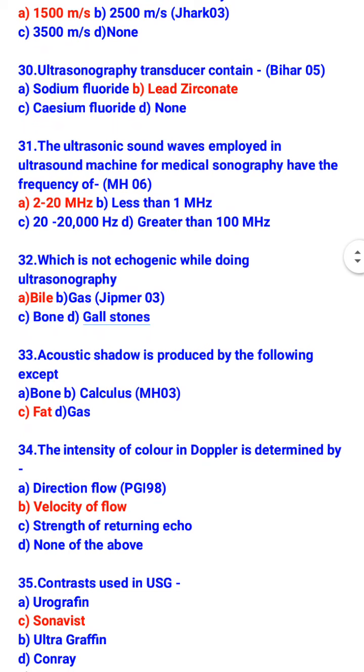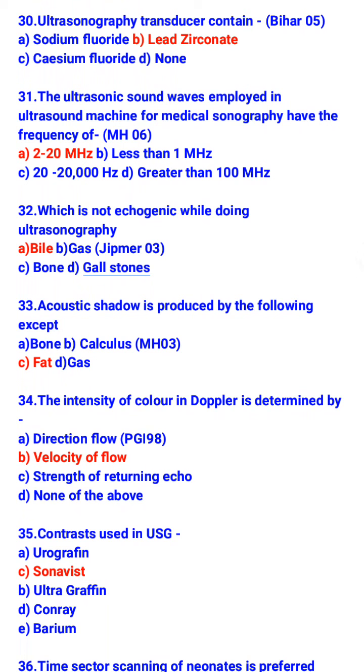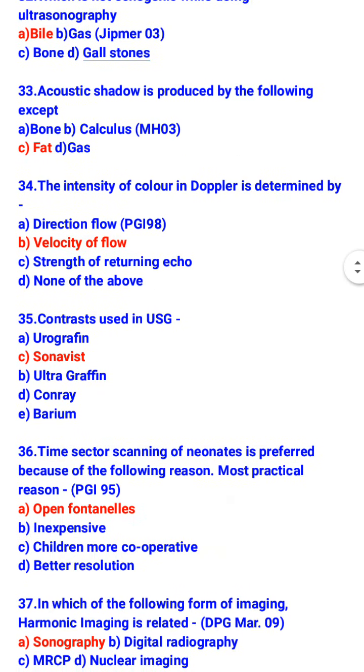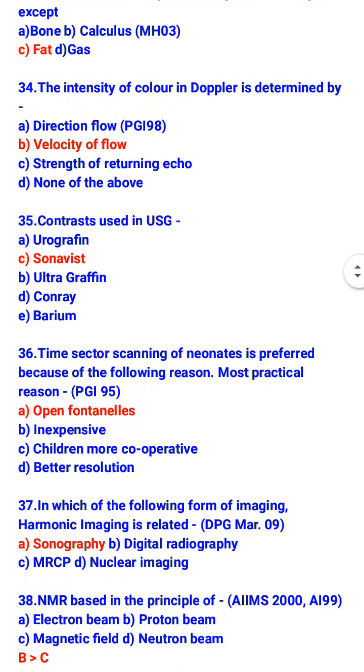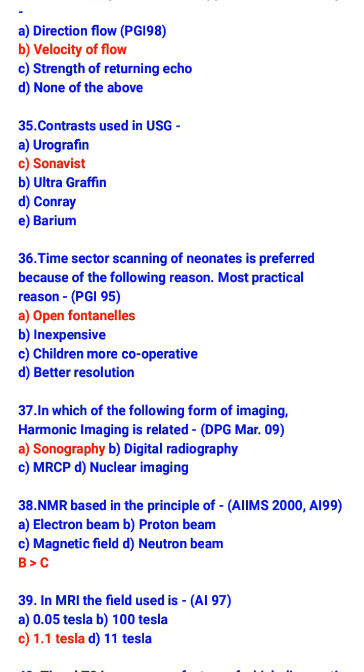Bile. So what is echogenic? Gas, bone and gallstones. Acoustic shadow is produced by the following except fat. So acoustic shadow is produced by bone, calculus, and gas. The intensity of color in Doppler is determined by velocity of flow. Contrast used in USG is Sonavist. Real-time sector scanning of neonates is preferred because of the following reason. Most practical reason is open fontanelles.